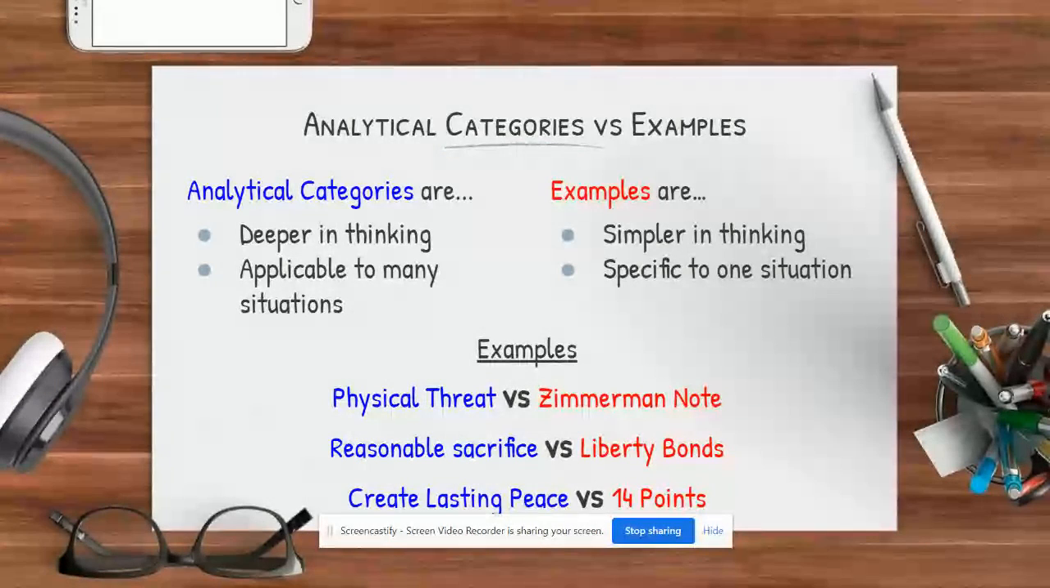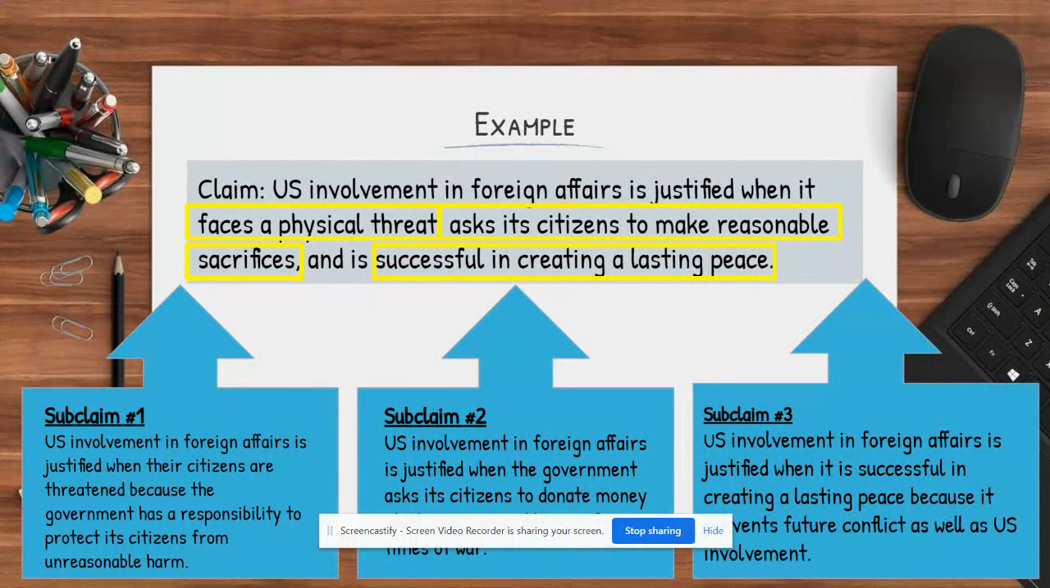So what do I mean by analytical categories? Analytical categories are deeper in thinking and applicable to many situations, whereas a specific example is much more simple and specific to just one situation. So the Zimmermann note is specific to just World War I. An analytical category would be more so a physical threat, which could apply to multiple conflicts or to future conflicts. Same thing with Liberty bonds or the 14 points, of putting these into analytical categories, which you should have done with your subclaims.